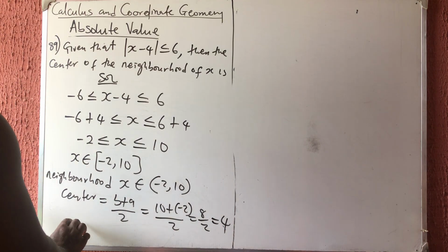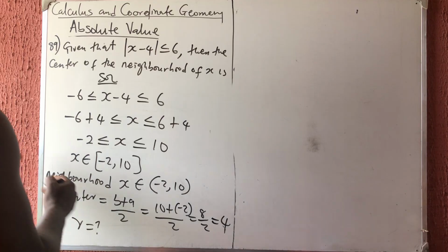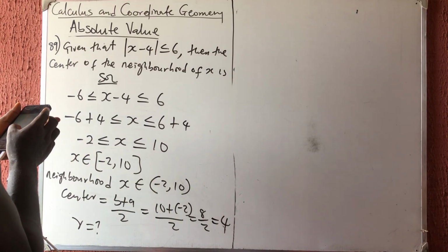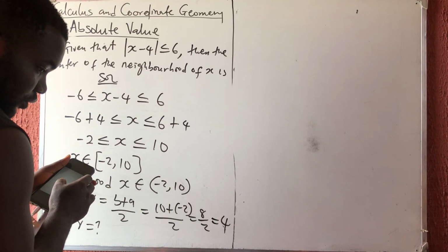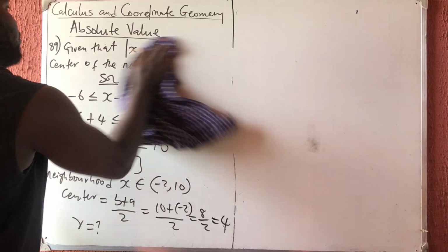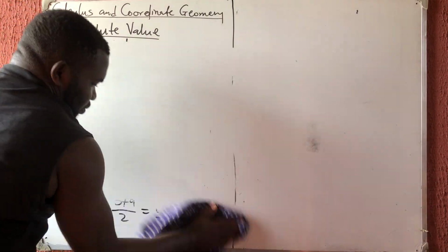So how do you find the radius? Find the radius for me and tell me what the answer is at the comment section. Okay, so the next question now is question number 92.